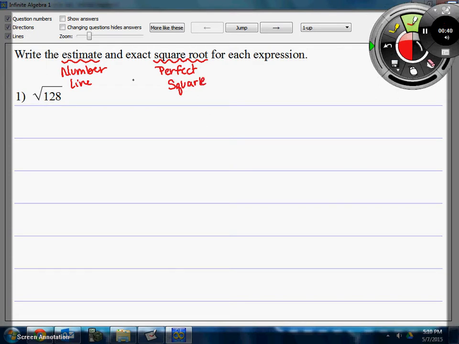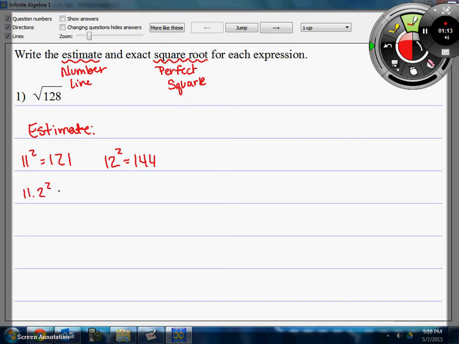Okay, so let's start with the estimate. I know that the square root of 128 is going to be in between the perfect squares of 11, which is 121, and 12, which is 144. It's closer to 11, so I'm thinking it's going to be closer to 11.1, 11.2, because it's not very far off from 11.